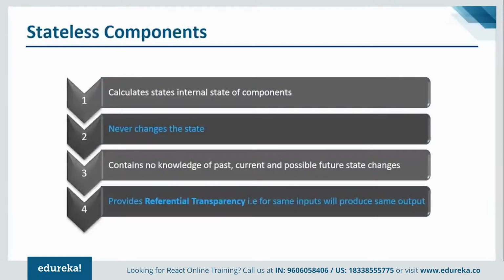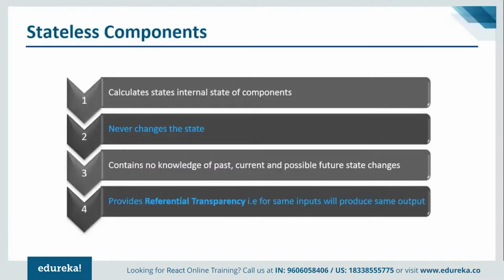Next, we have the stateless components. These are the stateless components which always calculate the internal state of a component. They can never change the state. Moreover, they do not contain any knowledge of the past, current, as well as possible future changes of the state of a component. These stateless components provide referential transparency. That is, for the same set of inputs, it will always generate the same output. Thus, these components are called the dumb components.